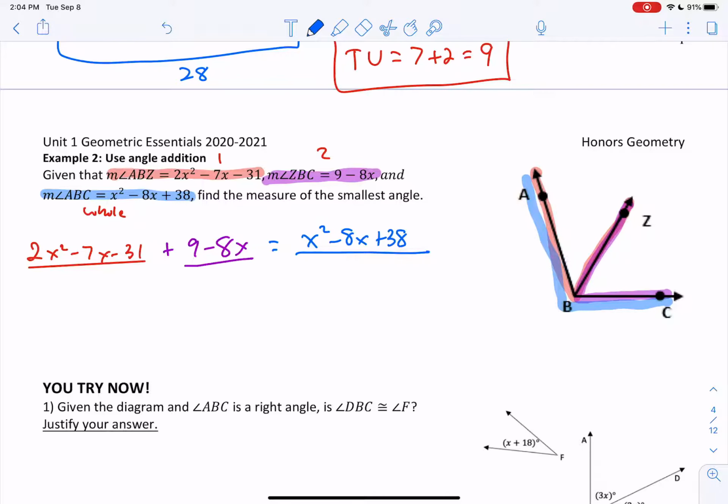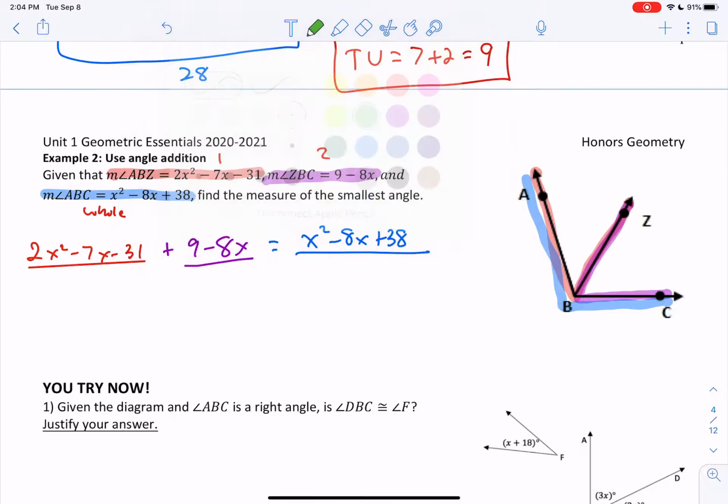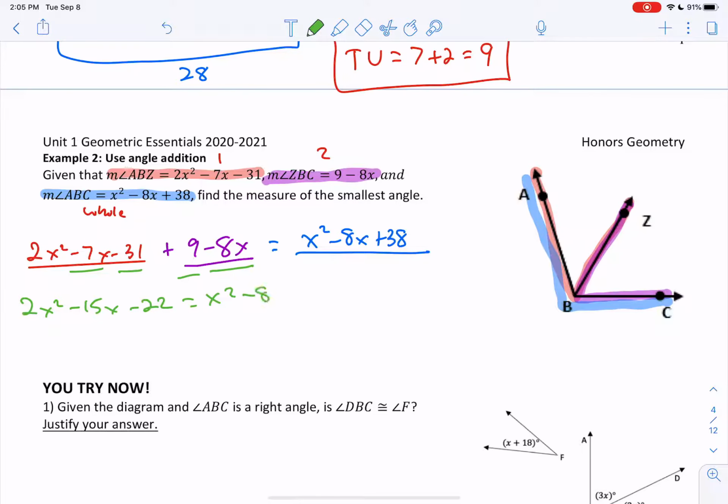As you can see, we have ourselves a quadratic here. And if we want to solve a quadratic, we need to set this equal to 0. So let's first start on the left-hand side by combining like terms. 2x squared has nothing to combine with, so it's going to stay 2x squared. Negative 7x is going to combine with negative 8x and make negative 15x. And then negative 31 is going to combine with 9, and that's going to make negative 22, equals x squared minus 8x plus 38.